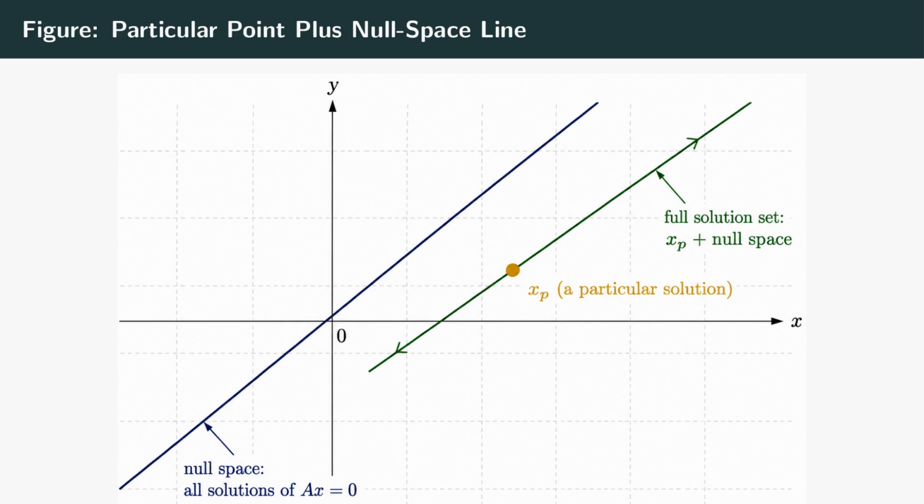The full solution set is the green line. Take the null space line and slide it over so it passes through that gold particular point. Notice the green line is parallel to the navy one but shifted. It does not go through the origin because B is not 0. That picture is the structure theorem made visual.